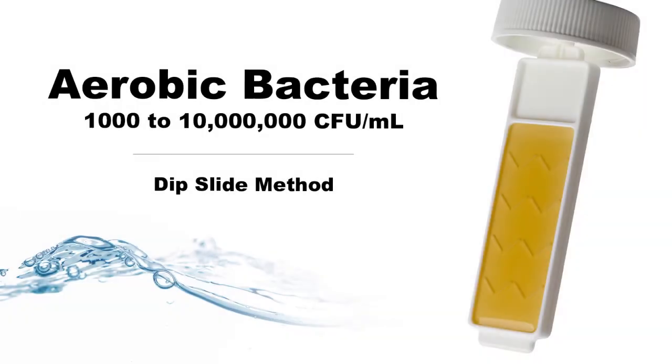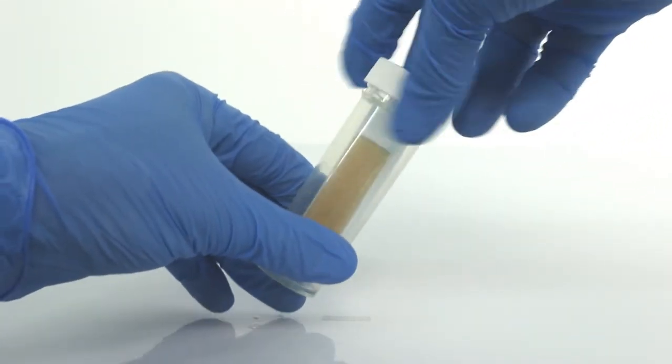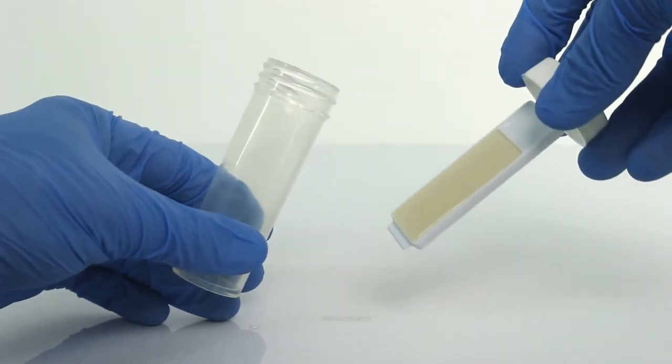This is a demonstration of an aerobic bacteria test using the Dipslide method. Unscrew the cap and withdraw the cap and Dipslide from the vial. Be careful not to touch the agar-coated surface of the slide.